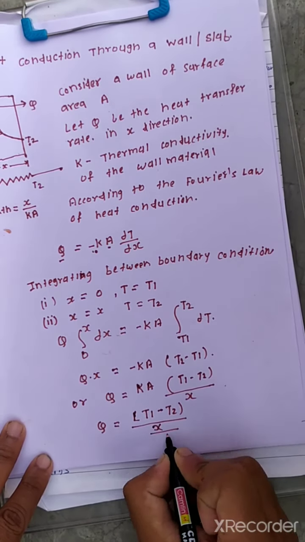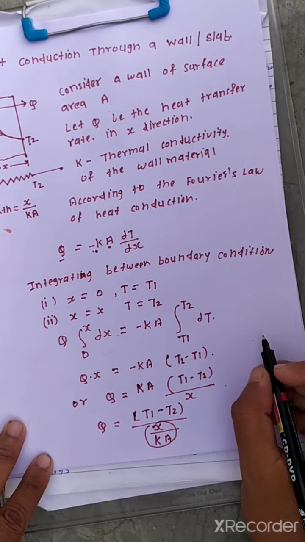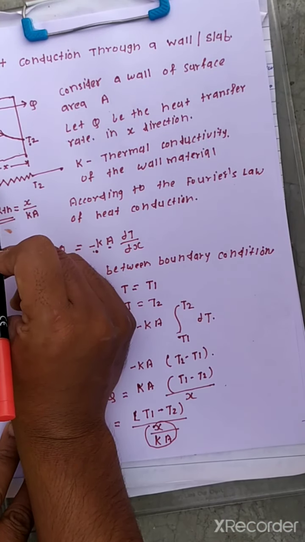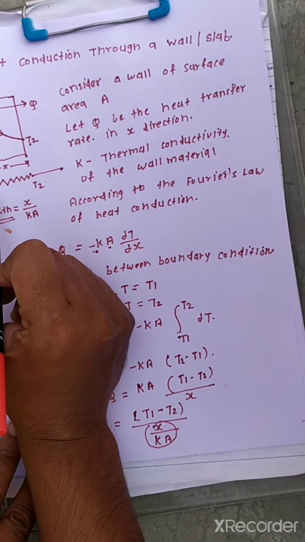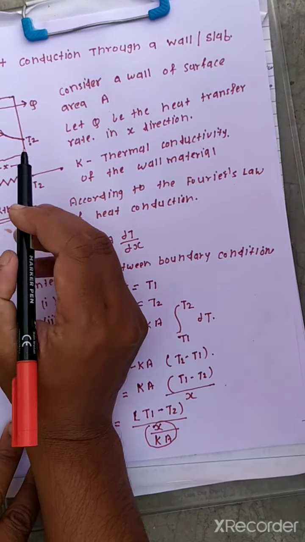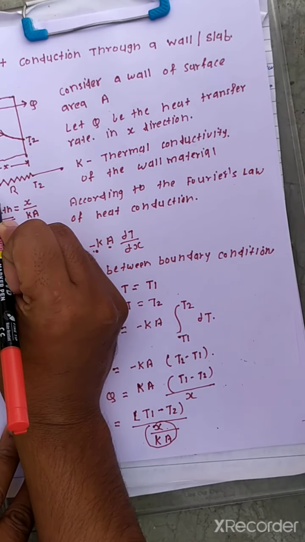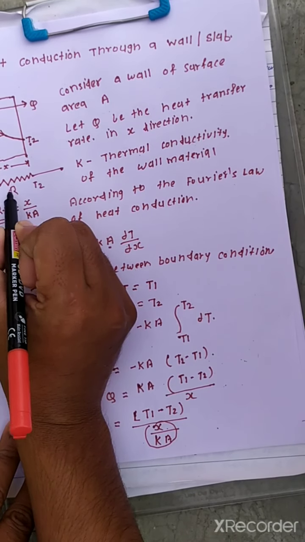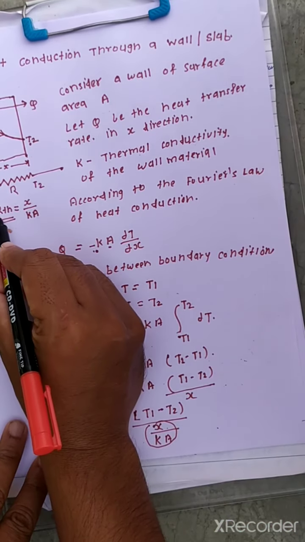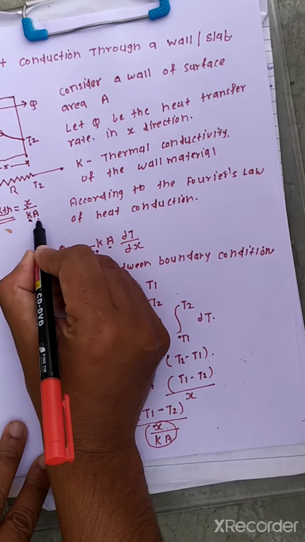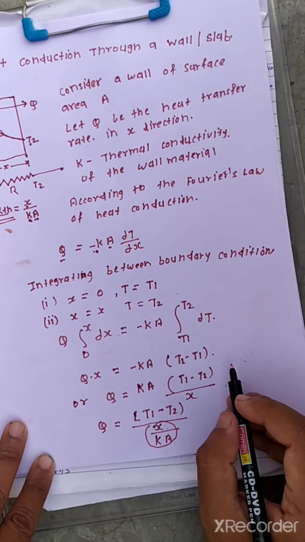So this denominator term x upon KA is called the resistance. Resistance means when heat flows from T1 to T2, it will face difficulty to flow. The resistance is the difficulty to flow the heat, R. So R, the conductive resistance, is x upon KA. x is the thickness of the wall, K is the thermal conductivity and A is the surface area of the wall.